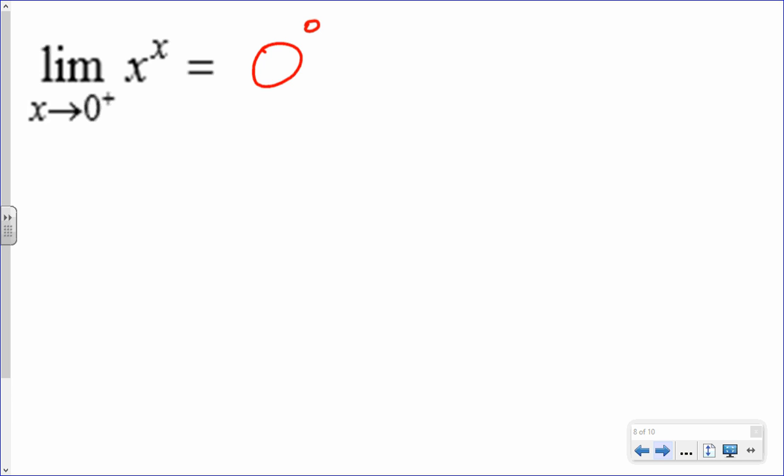We have 0 to the 0. Not 0 degrees, but 0 to the 0. Okay? So, anytime you have the 0 to the 0, or the 1 to the infinity, or infinity to the 0, you're going to use the e to the natural log. Anytime you have that exponent case. Alright? So, e to the natural log of the limit as x approaches 0 from above.